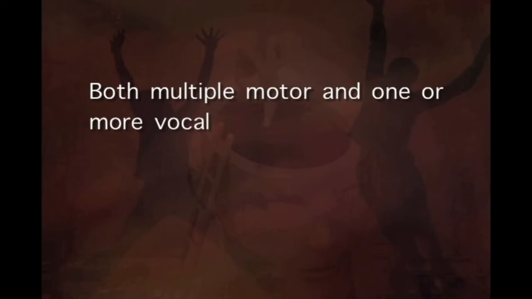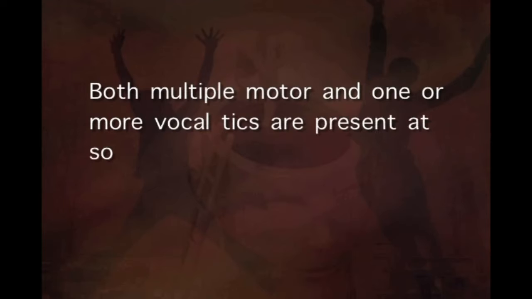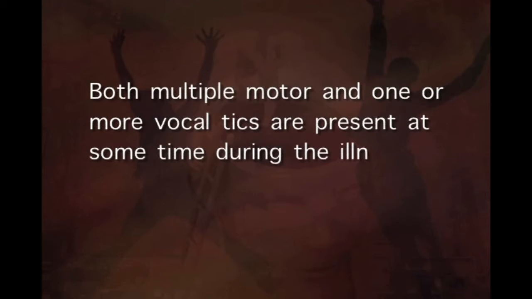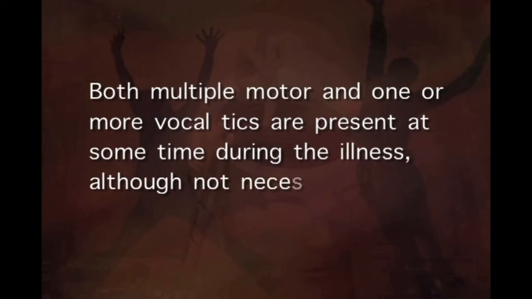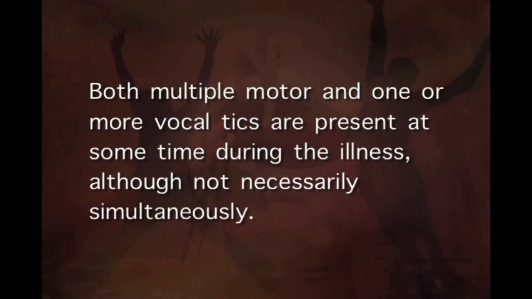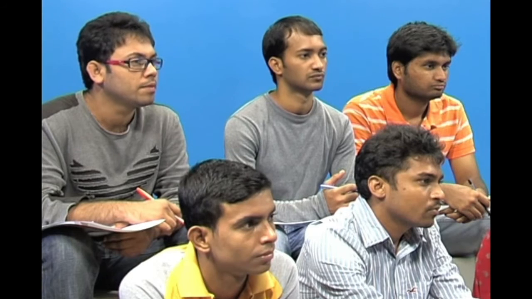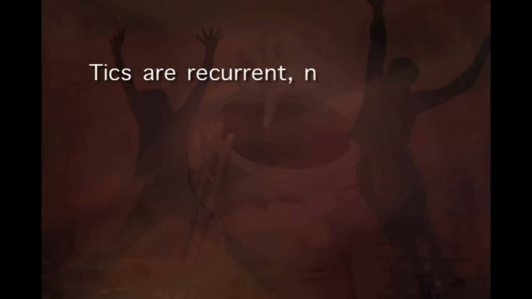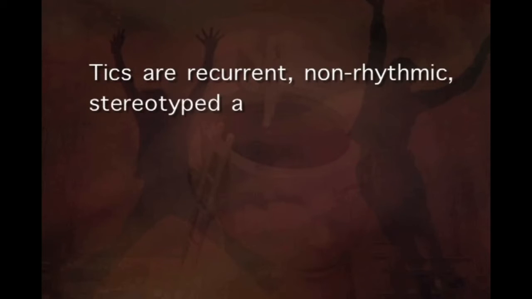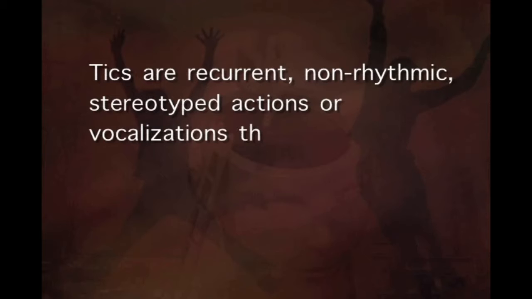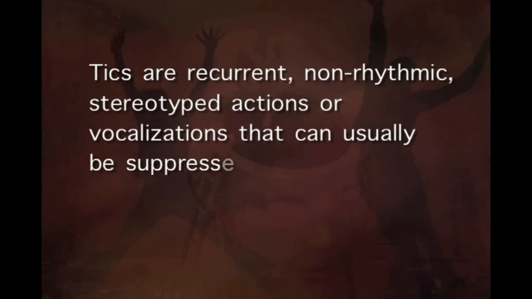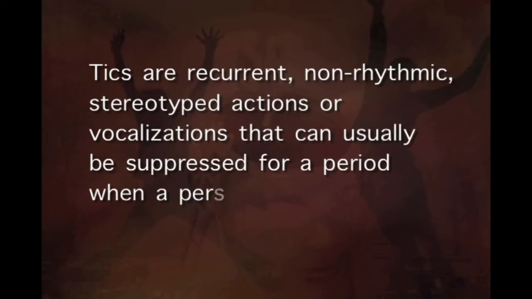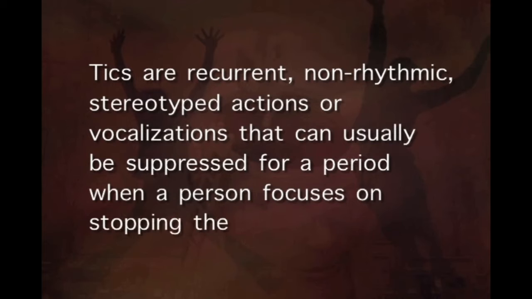In Tourette syndrome, both multiple motor and one or more vocal tics are present at some time during the illness, although not necessarily simultaneously. Another characteristic is that in Tourette syndrome, tics are recurrent, non-rhythmic, stereotyped actions or vocalizations that can usually be suppressed for a period when a person focuses on stopping them.